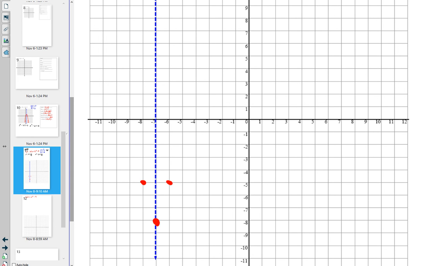So 1 to the left or right, 3 up, 2, and then 12 would be 4 above. So there, flippity flippity, graphity graphity.